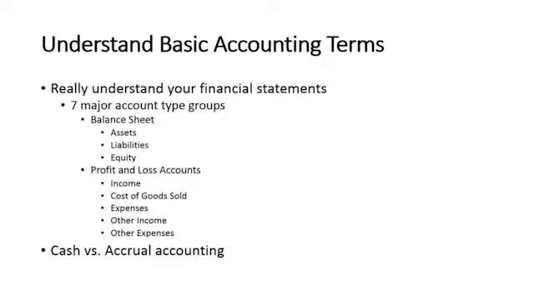Some of the basic accounting terms that we're going to cover. Really, there's 7 major account types in QuickBooks, and they're separated by the balance sheet, which we'll talk a little bit more about when we get into the product. The balance sheet has your assets, your liabilities, and your equity. So let's break down your assets.